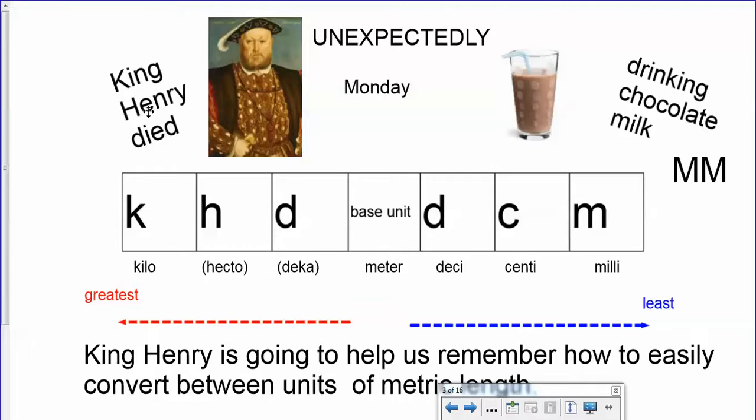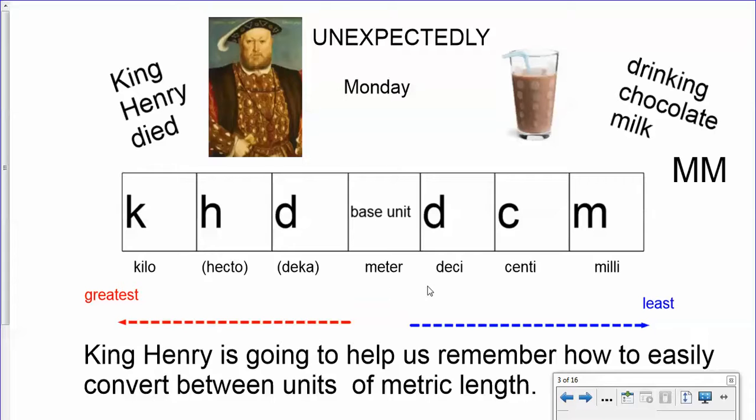Now, one way that you can remember this order is by saying to yourself, King Henry died unexpectedly drinking chocolate milk. The reason I have Monday here is because the U in unexpectedly helps me remember that I'm talking about unit. When I'm measuring length, my Monday helps me remember that it's meters. So for length, I can say King Henry died Monday drinking chocolate milk. If you just remember unexpectedly, you should be okay though, either way.